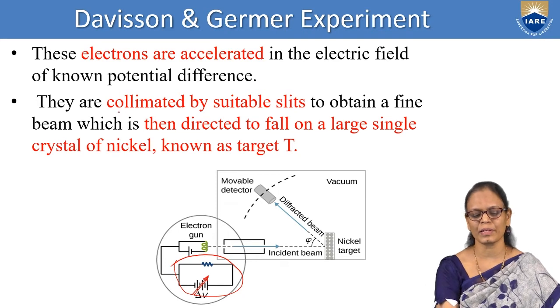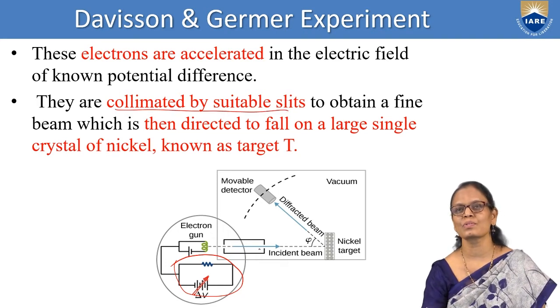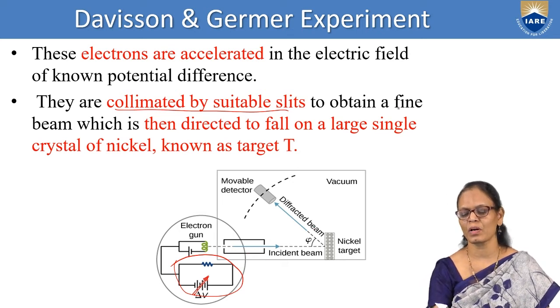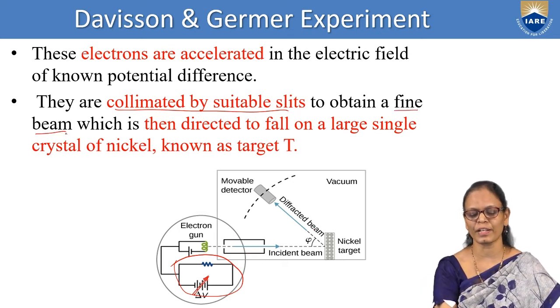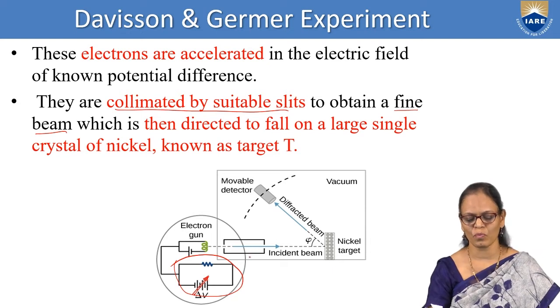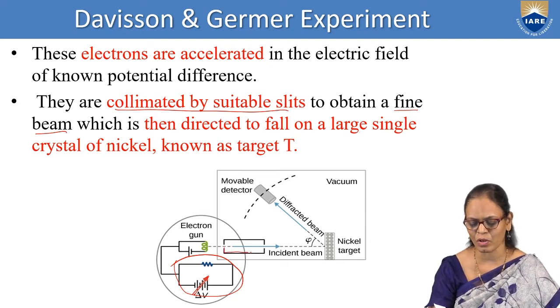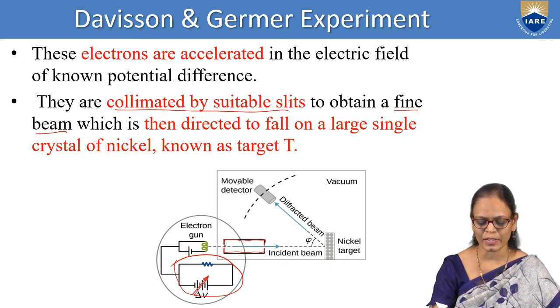Next thing is the collimator. They are collimated by suitable slits. Why do we have to collimate? Because we want a fine beam of electrons. So where is the collimator? This is the collimator, which is used to collimate the rays. And this is the slit. You can see the slit here.